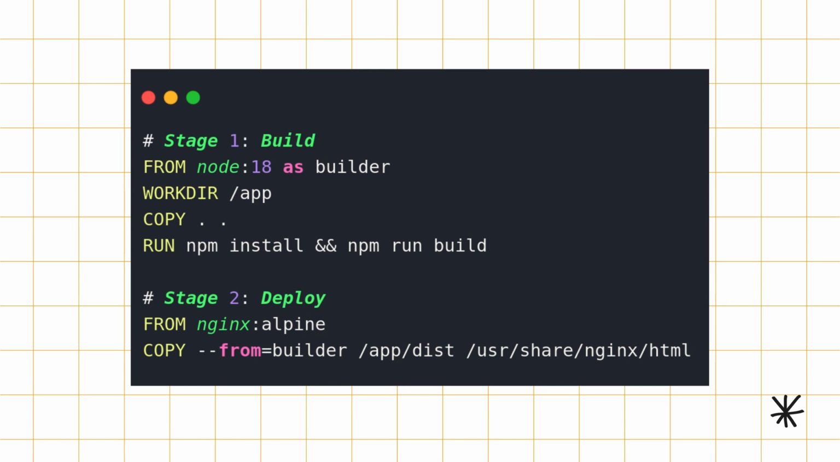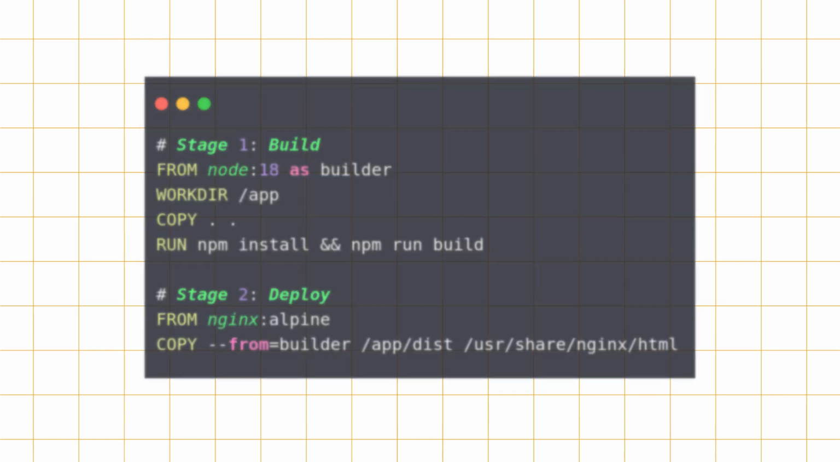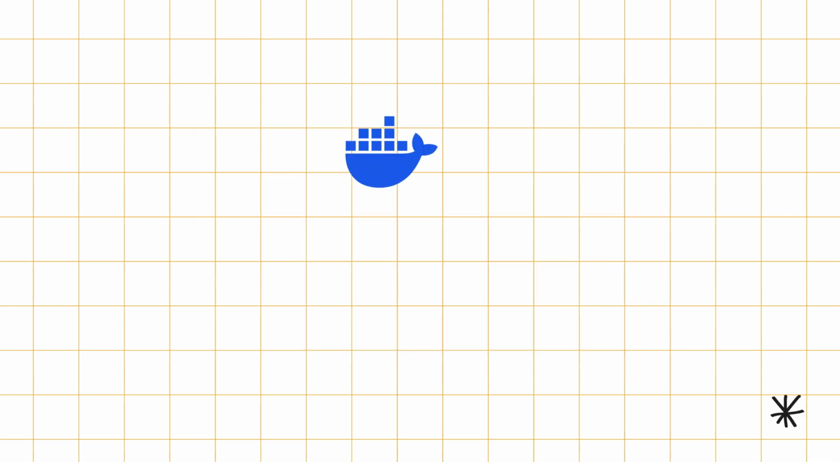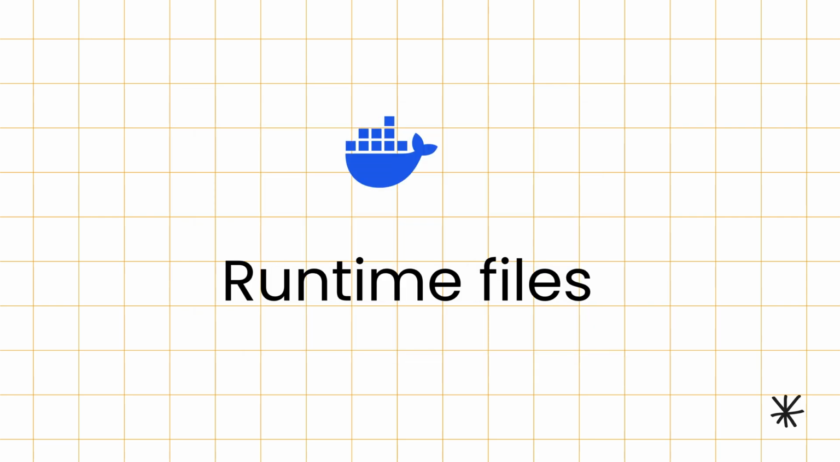In the first stage, you build your application. Start with a Node.js base image, set the working directory, copy your files, install dependencies, and build your app. In the second stage, it's time to deploy. Use a lightweight web server image and copy the built files from the first stage into the server's directory. The result? A final image that includes only the runtime files needed to serve your application. No build tools, no extra baggage.